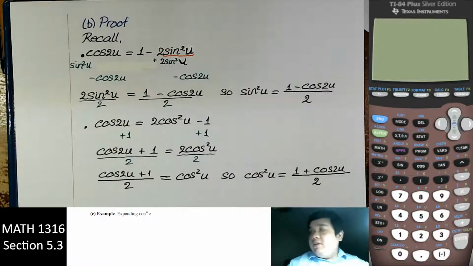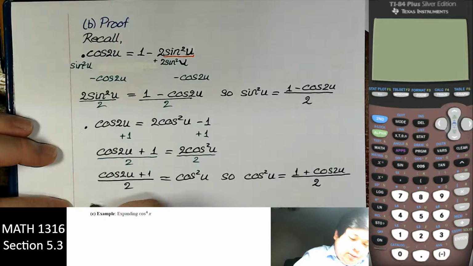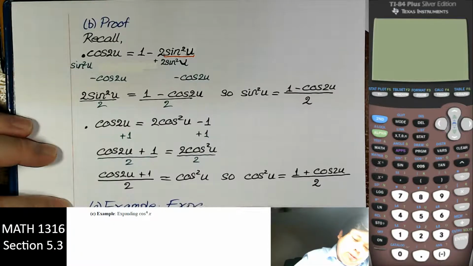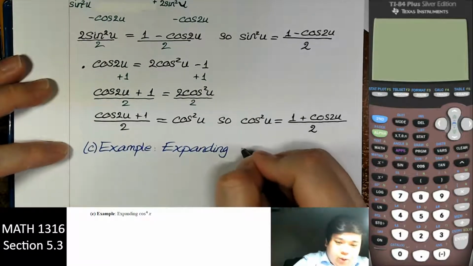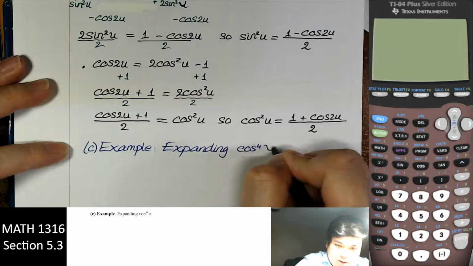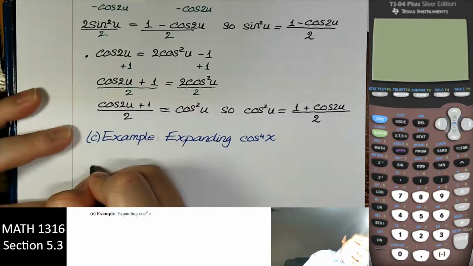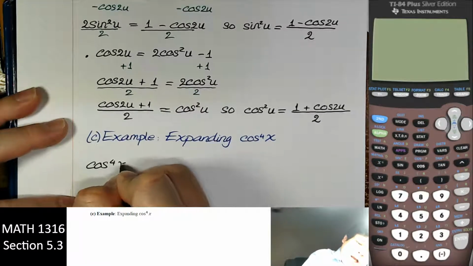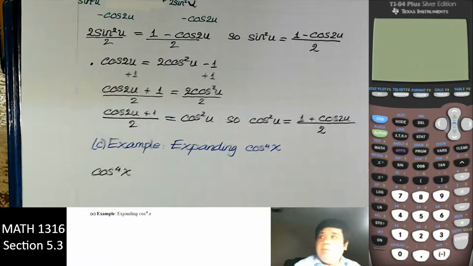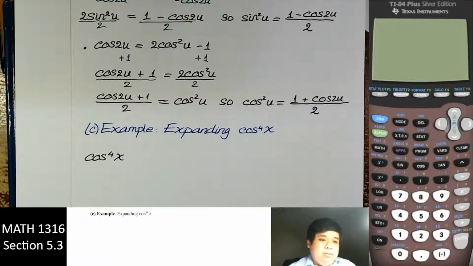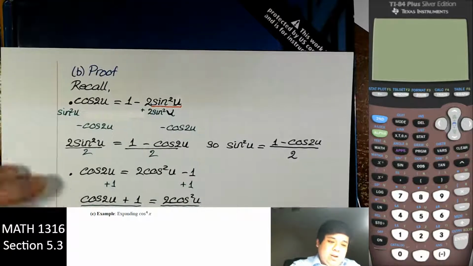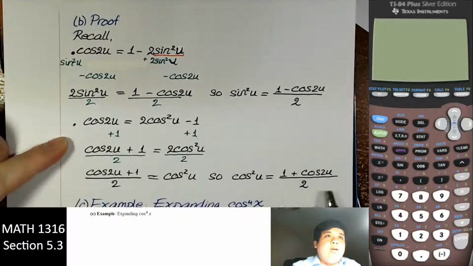Right, we continue. Cosine to the fourth power of x. First we have power reducing, right? Cosine square, that is the power reducing. Okay, we're going to use that one.